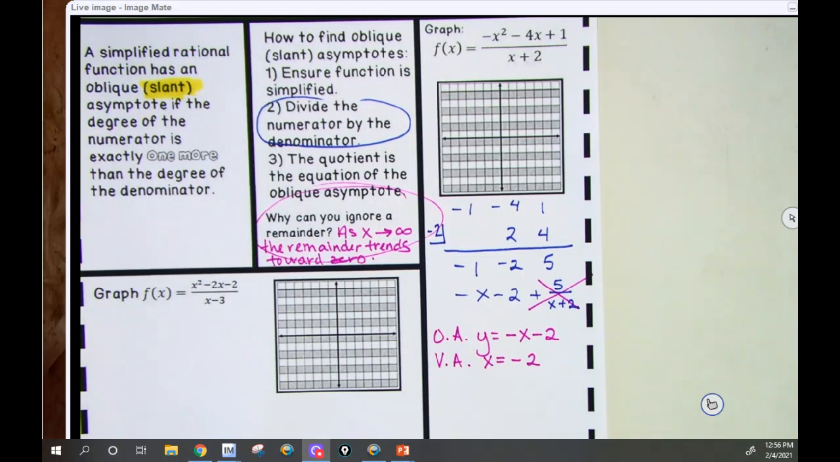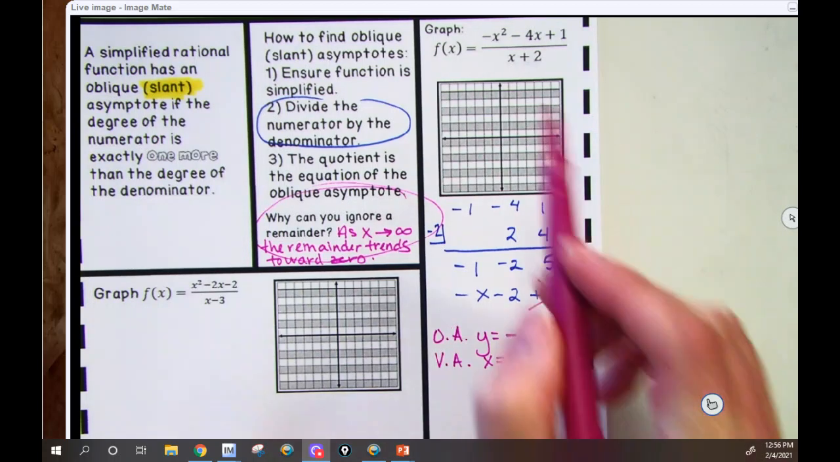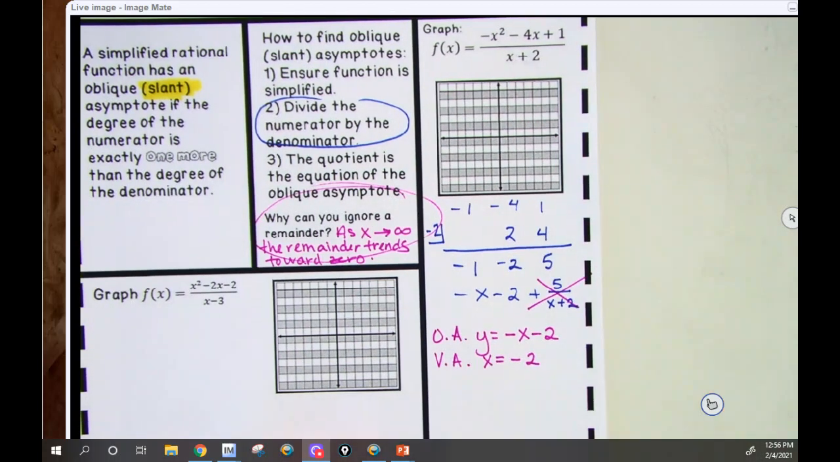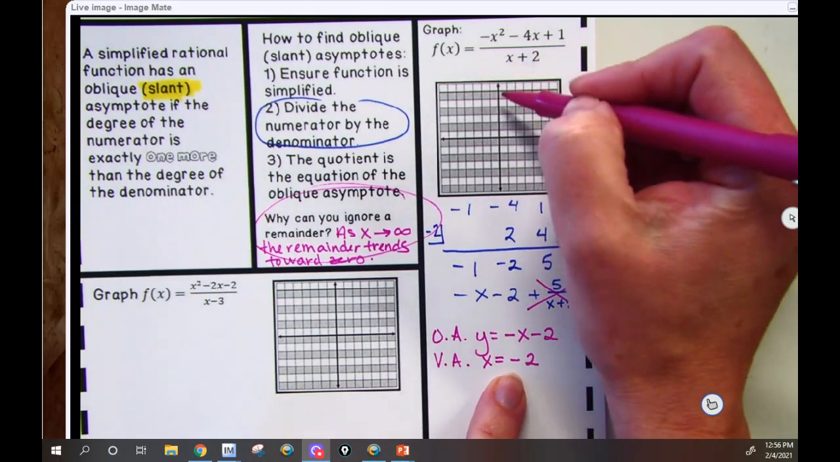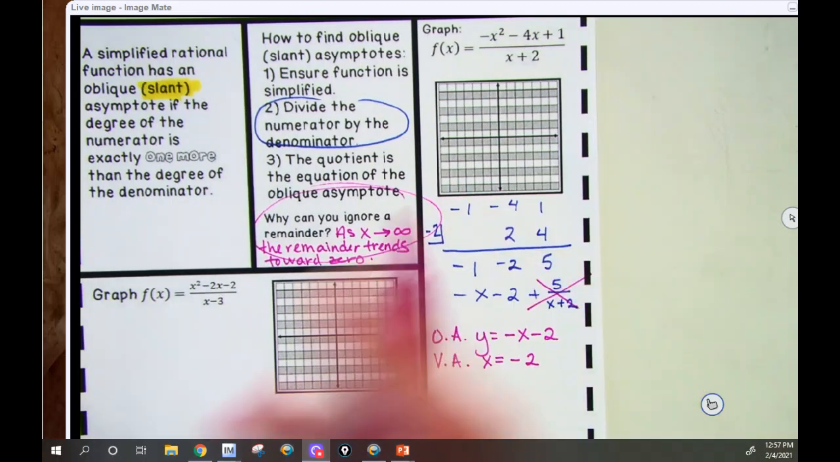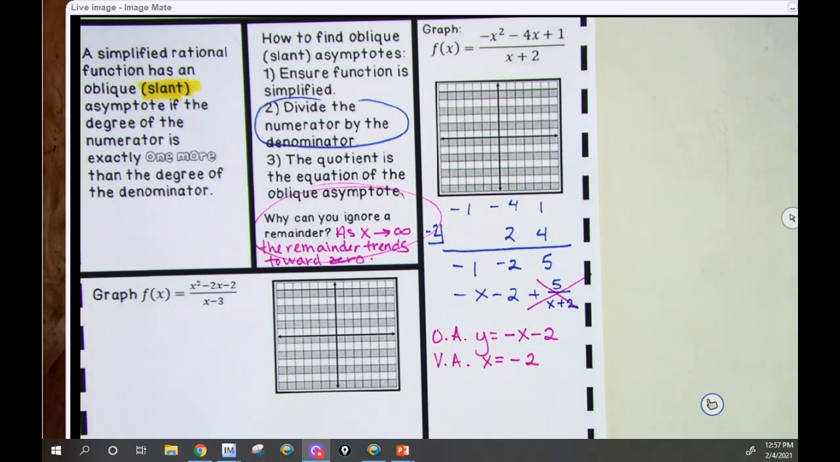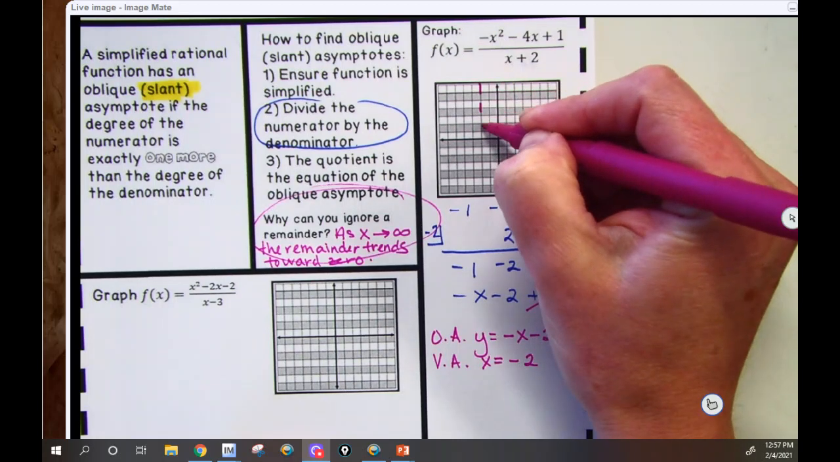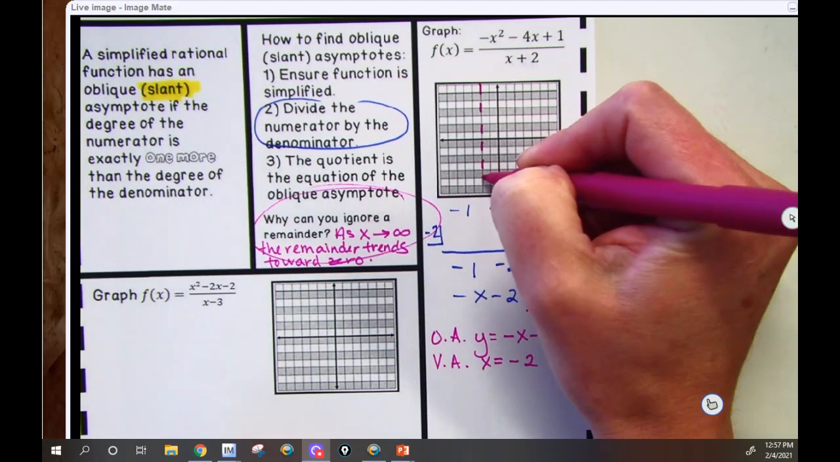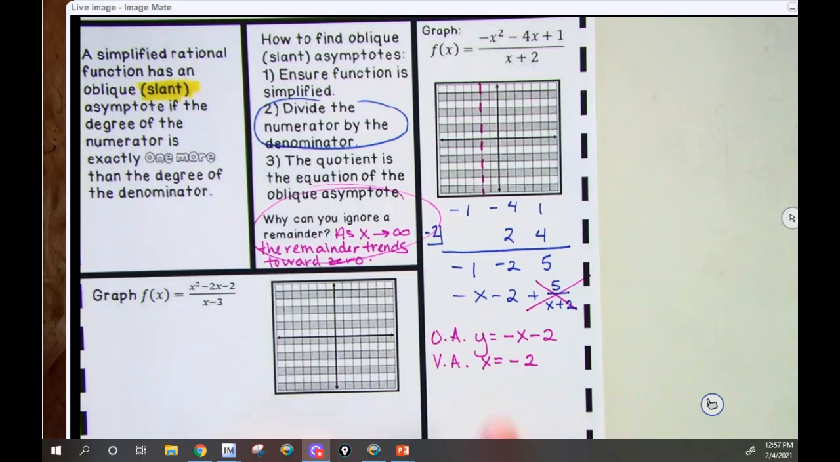And, all right, we have an oblique because it was 1 degree higher than the bottom. All right, so there's no horizontal asymptote. We've got an oblique instead. Go ahead and graph your vertical asymptote at x equals -2. I'm going to put on my glasses.